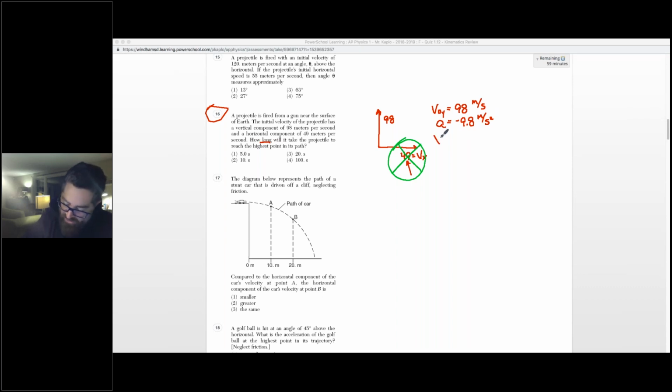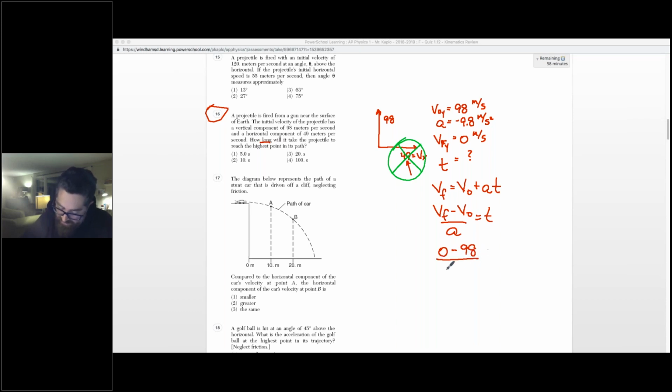The highest point occurs when the final velocity in the y direction is equal to 0. And I'm trying to solve for time. So it looks like the second equation will work well. I'm going to use K2. This becomes VF is equal to VO plus AT. I'm going to solve it for time. VF minus VO over A is equal to T. And final is 0, initial is 98, and A is negative 9.8.